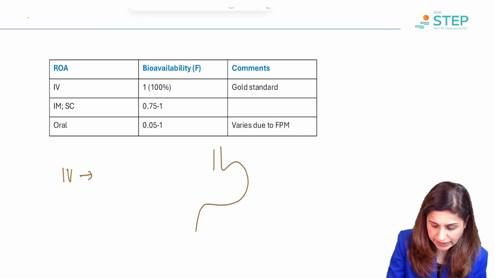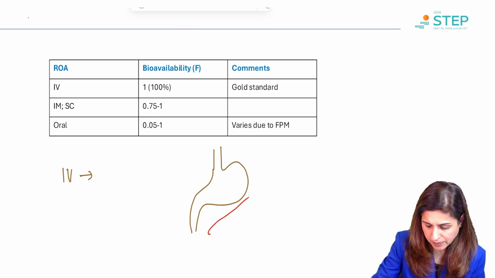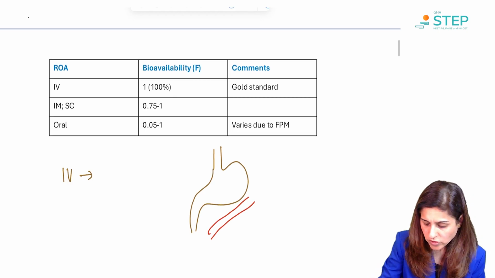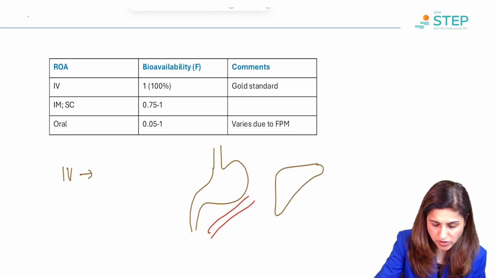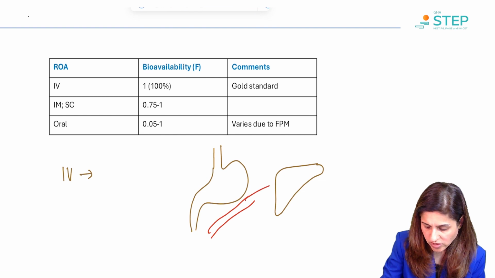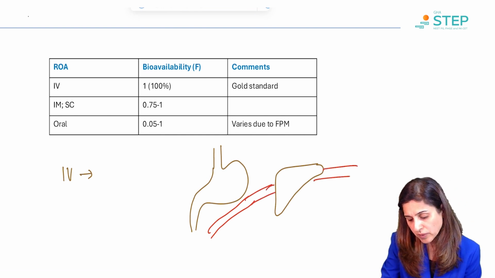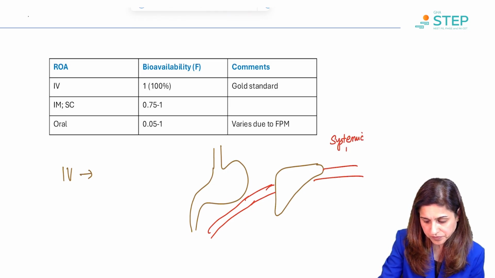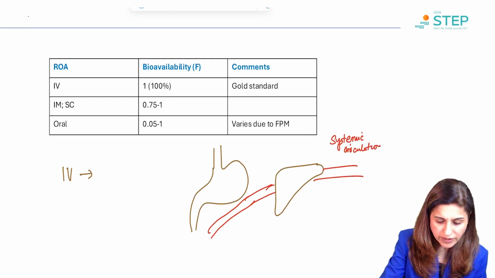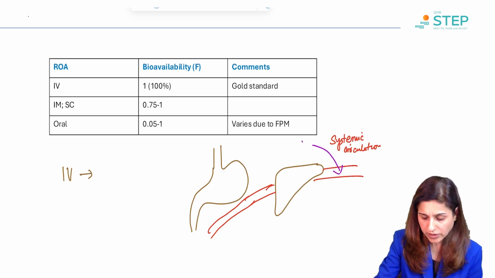So this is your GIT, and there is the blood supply, let's say here, and here we draw the liver. This is the portal circulation; the drug is going to reach the liver first, and ultimately from here we can say this is your systemic circulation. When we give the drug by the IV route, it directly enters the systemic circulation.